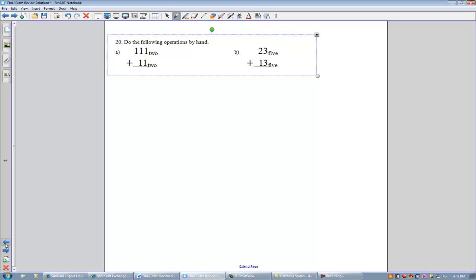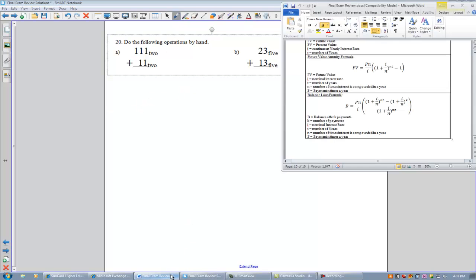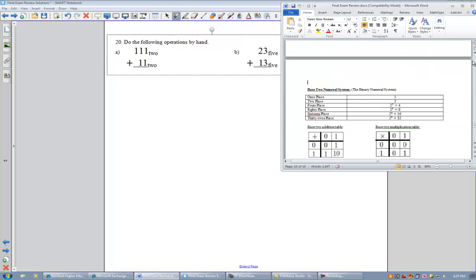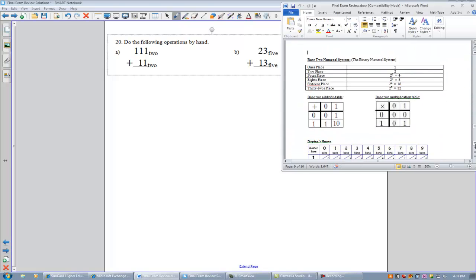Okay, now we're back to numeral systems. All right, so base 2 and base 5 numeral systems. So to do this problem, we're going to want to pull up our formula sheet again. And let's start with, I guess, base 2, because that's what we start with here. So I have this base 2 numeral system.